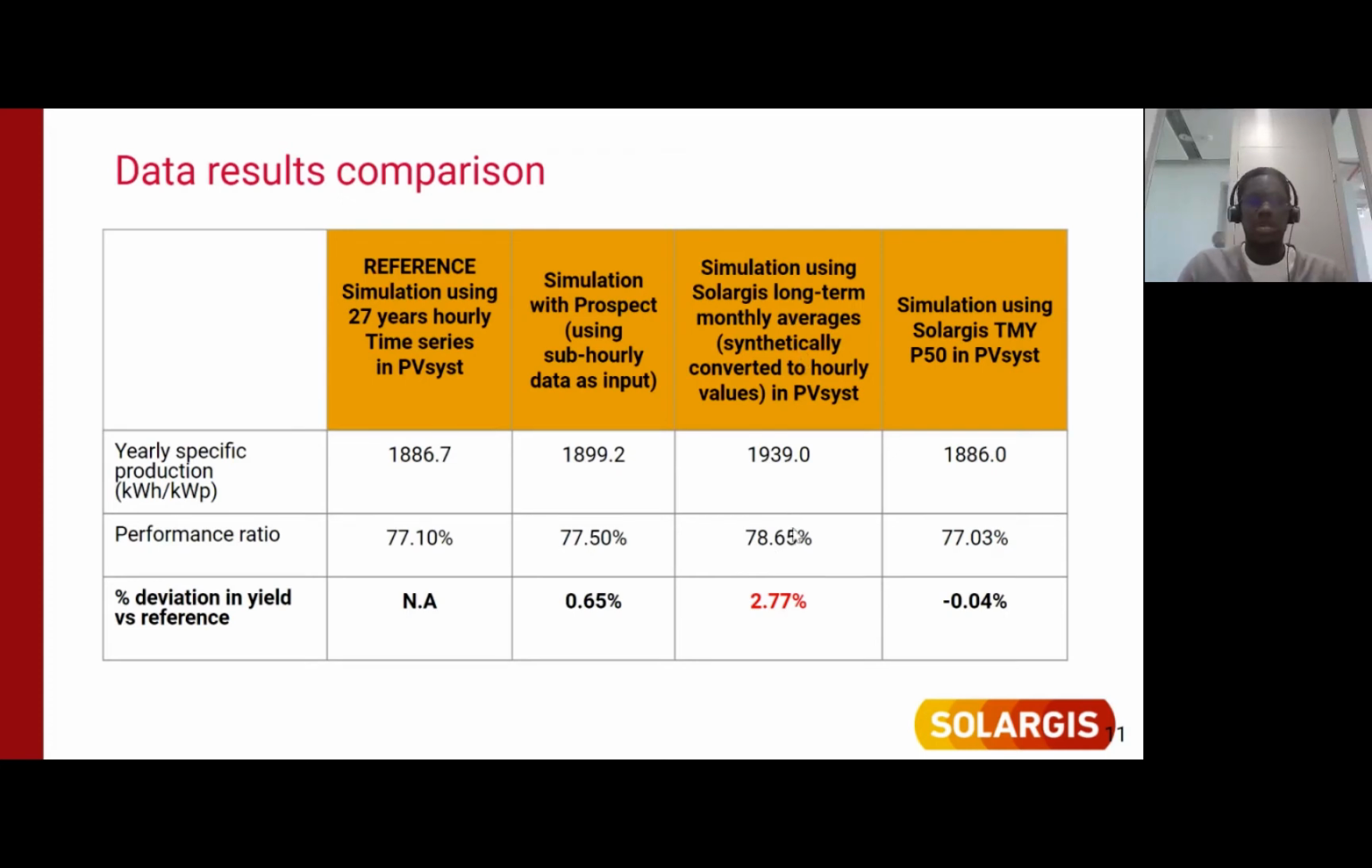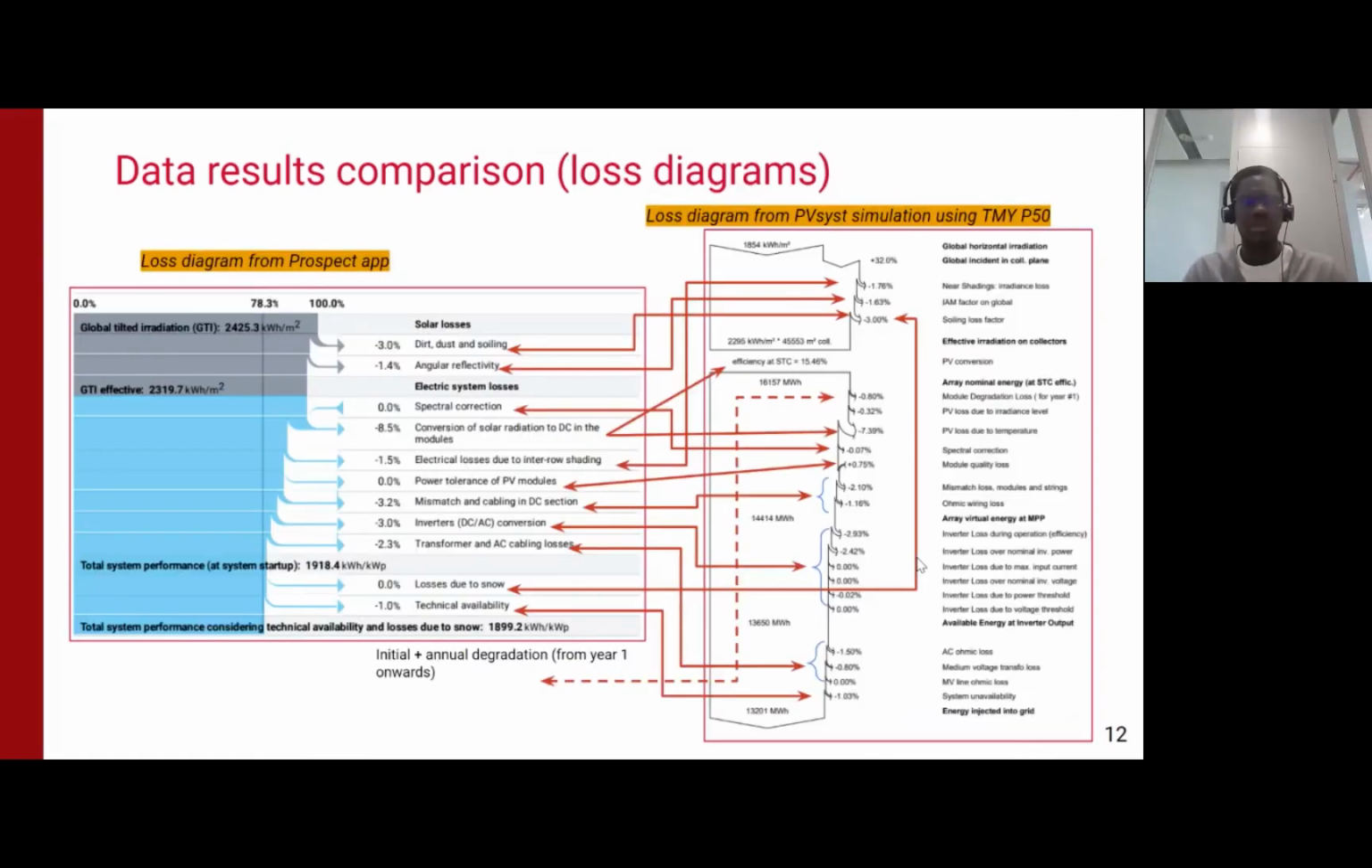But when we simulate time series or TMY, we see that there are differences. Differences start to rise. The next step was to have more understanding on how we can explain these differences. And then we went ahead and did the correlation. What we did was that we correlated the loss diagram from the Prospect app with the loss diagram which we obtained from the PVsyst simulation. So as you can see, all these loss parameters simulate quite well. So they correlate quite well.